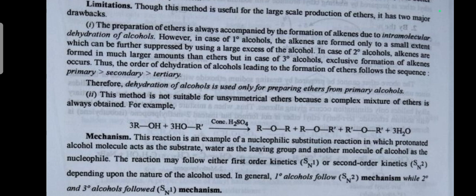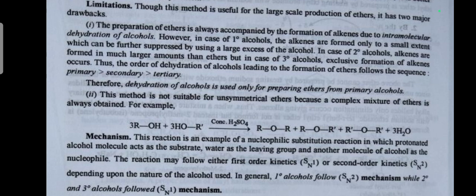However, in the case of primary alcohols, the alkenes are formed only to a small extent, which can be further suppressed by using a large excess of alcohol. In case of secondary alcohols, alkenes are formed in much larger amounts than ether, but in case of tertiary alcohols, exclusive formation of alkenes occurs. Thus, the order of dehydration of alcohol leading to the formation of ethers follows the sequence primary, then secondary, then tertiary. Therefore, dehydration of alcohol is used only for preparing ethers from primary alcohols. This method is not suitable for unsymmetrical ethers because a complex mixture of ethers is always obtained.